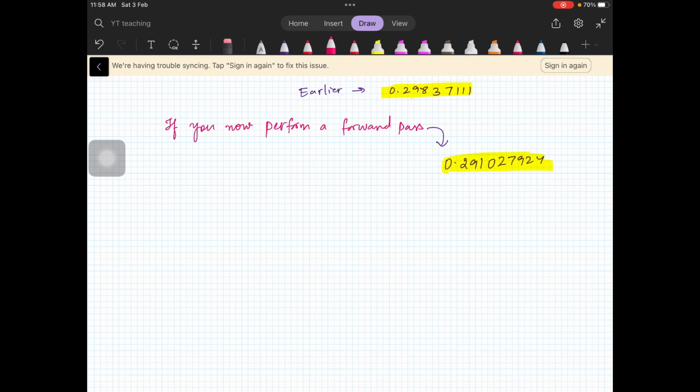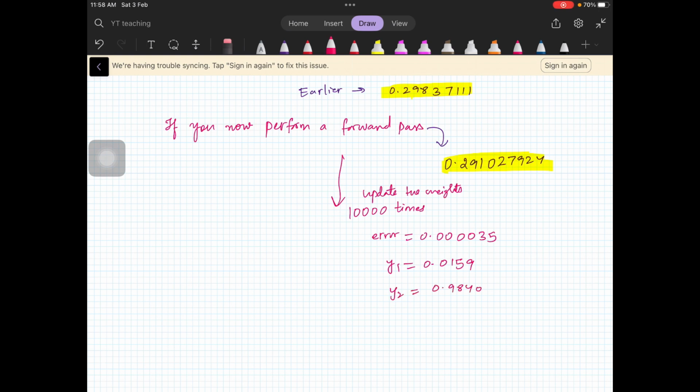Okay, and then if you perform the update 10,000 times, you'll get your error as 0.000035, very less error, and then your values are y1 0.0159 and y2 is 0.9840. Now you see what our target values were. Target values were 0.01 and 0.099. So you are very close, right?